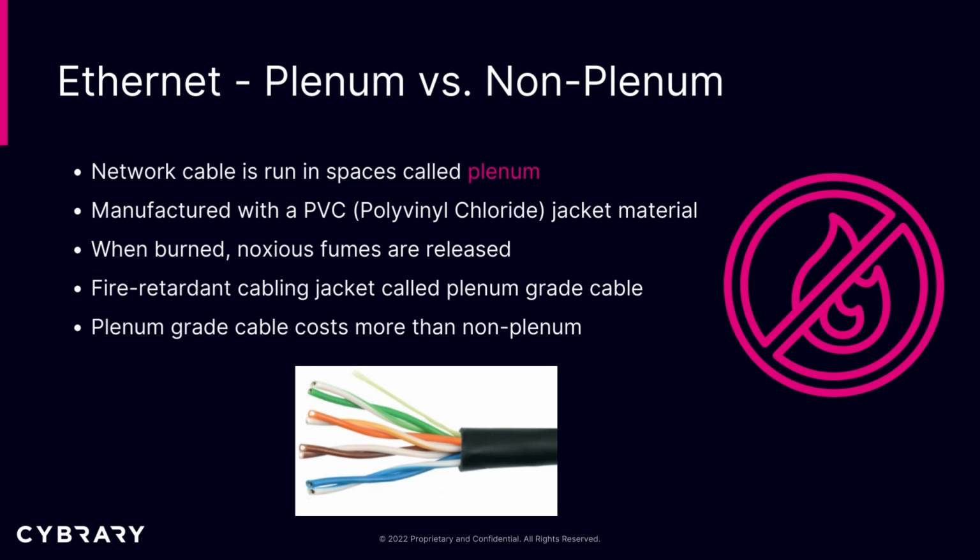Plenum is that space of air between the roof and the ceiling, or above the ceiling tiles. So plenum cable is that special cable with that special jacket that prevents it from catching fire quickly. It has fire retardant built into it, so it's manufactured with a PVC, polyvinyl chloride, jacket material. When normal cable is burned, it lets off noxious fumes. But plenum is fire retardant, and that cabling jacket is a plenum grade cable where it does not burn.